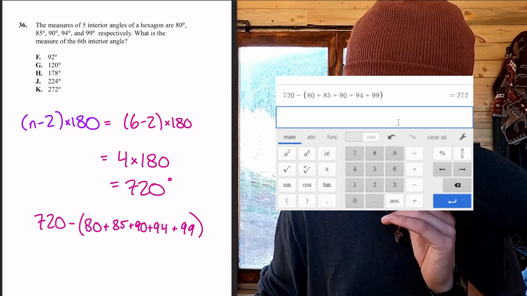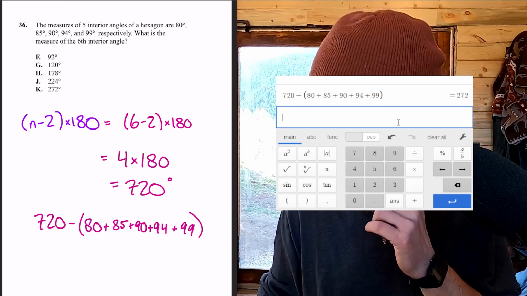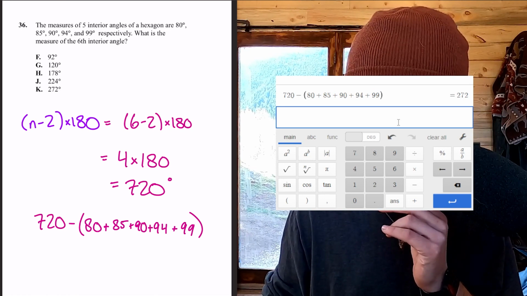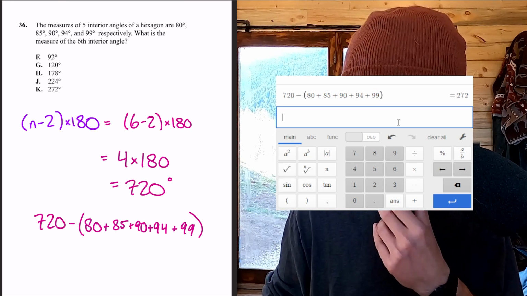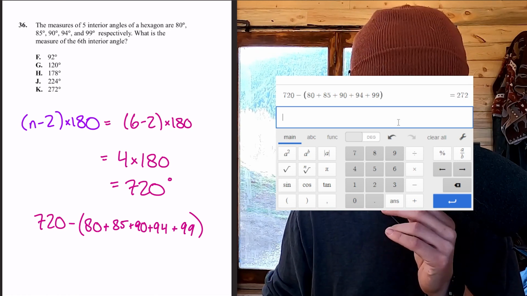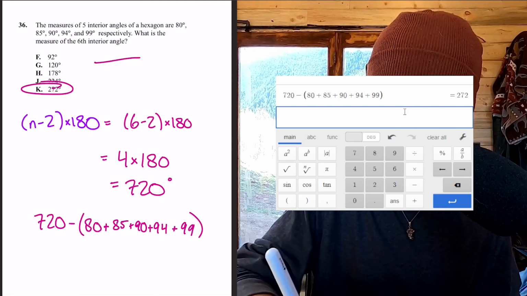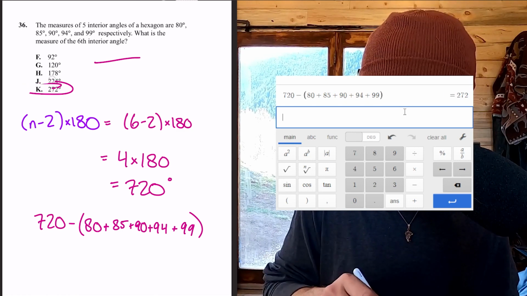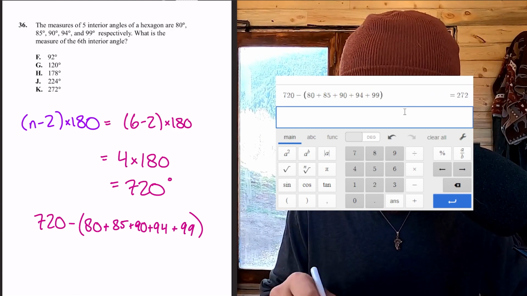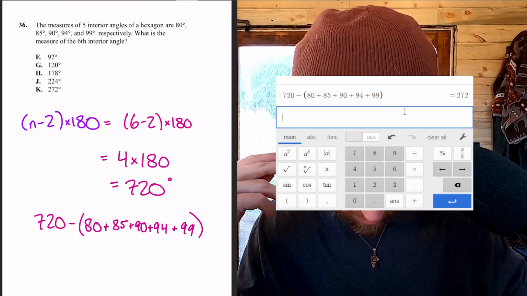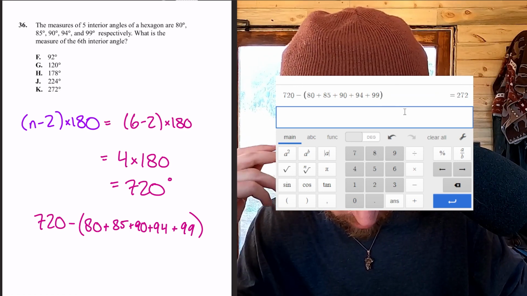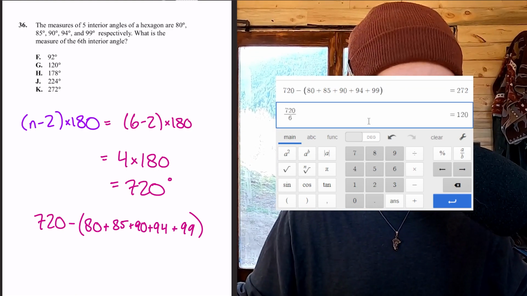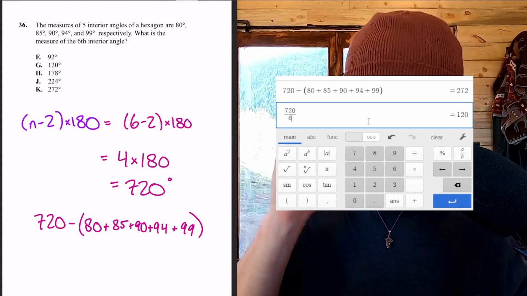Hexagon. Sum of interior 180, 360, 540, 720. Is that sum of exterior? No, that's sum of interior, 720. I guess, okay, well, I guess it's an answer, but that's just a crazy hexagon. That's not even a hexagon. That can't be right. It's bigger than 180. What is going on? What is 720 divided by 6? So each one should be around 120, but they're all so short of 120.